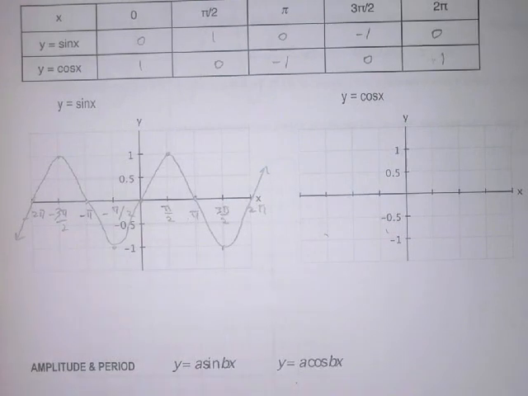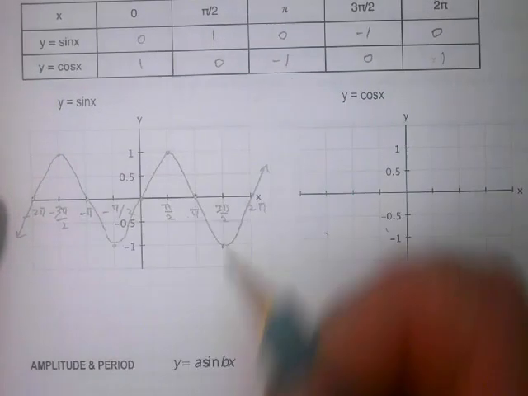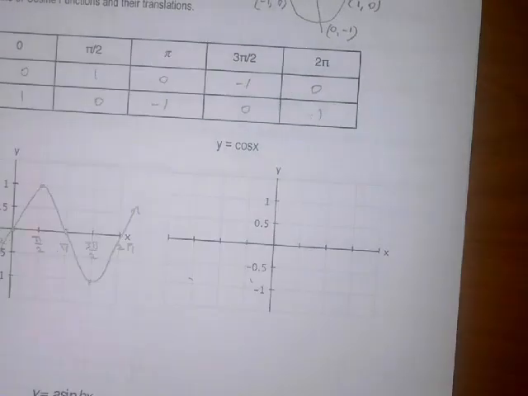So that's what your sine curve looks like. What I like to say is that this one starts in the middle. Goes up, goes down from the middle. Now your cosine curve.